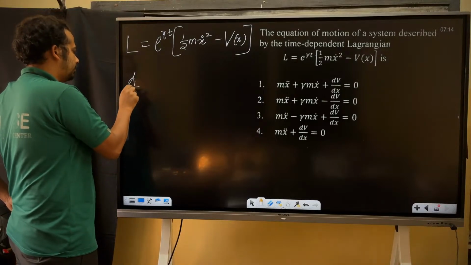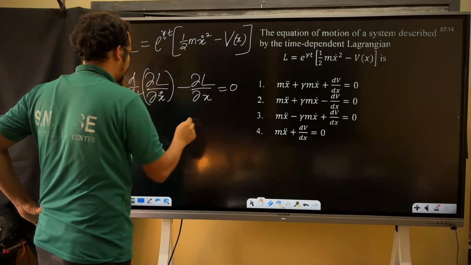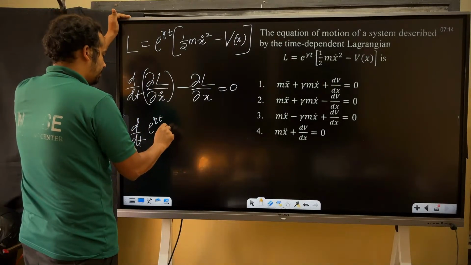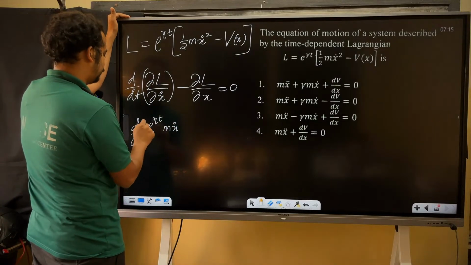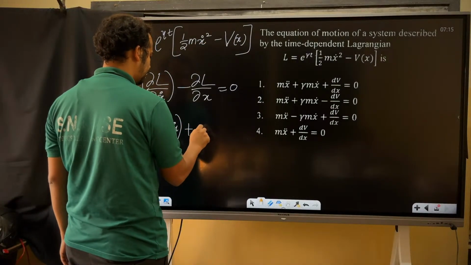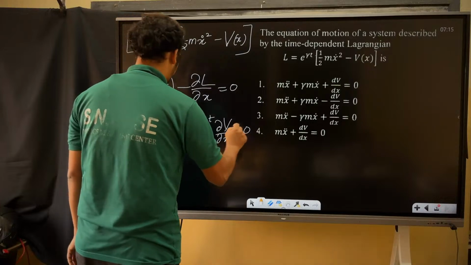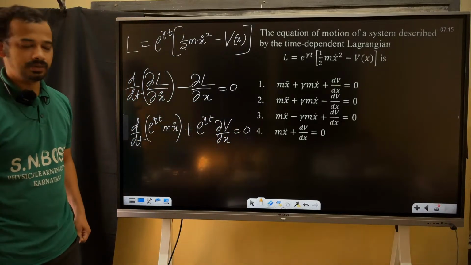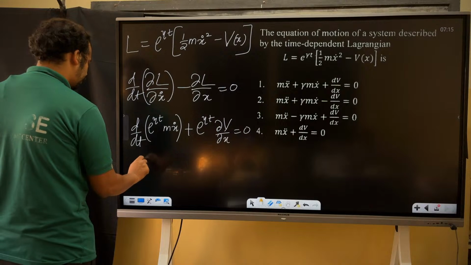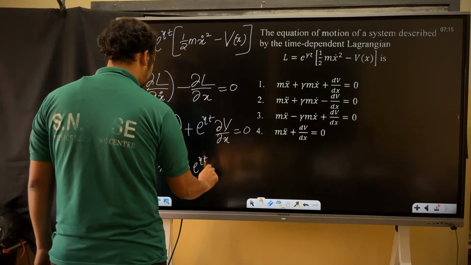What is this one? d/dt of ∂L/∂x-dot minus ∂L/∂x equals 0. Find what this is: d/dt of ∂L/∂x-dot, e to the power gamma t times m x-dot, minus, one more negative sign, plus ∂V/∂x times e to the power gamma t. Don't forget e to the power gamma t. If you take the time derivative, you will get e to the power gamma t m x-double-dot, plus gamma e to the power gamma t m x-dot.